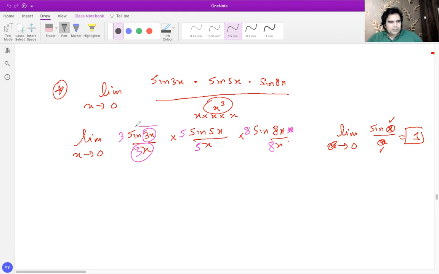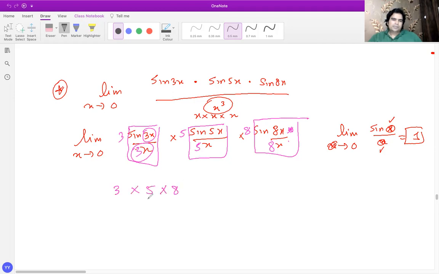Now since all the values that you have here approach 1, this will be 1, this will be 1, so the exact limit will be 3 times 5 times 8. So the answer is 120. So the limit, or the y value that this function approaches as x tends to 0, will be 120.